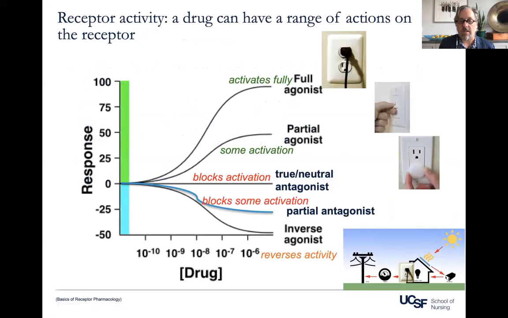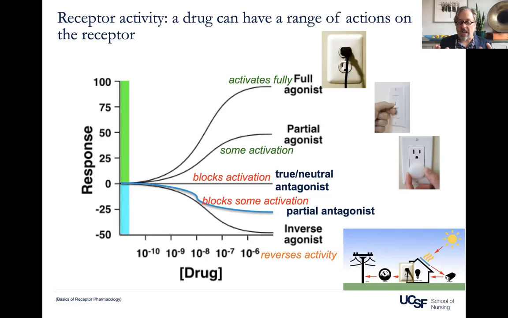Now, we alluded to this in the last talk. This is the differences between agonism, partial agonism, antagonism, and inverse agonism. So in the case of full agonism, the receptor, whatever it does, is turned on fully. With partial agonism, it's like a dimmer switch, so it's only turned on partially. With antagonism, the receptor is blocked, so the drug or the neurotransmitter cannot get to the receptor. In partial antagonism, it's sort of like the inverse of the dimmer switch.